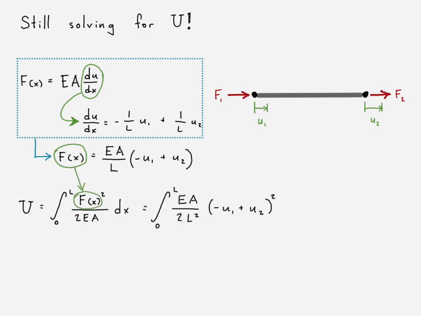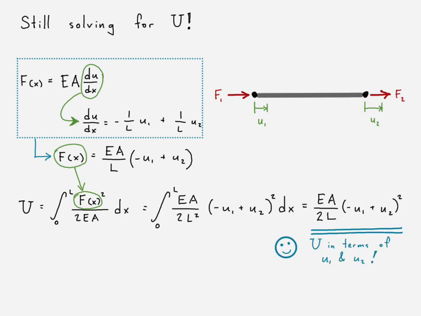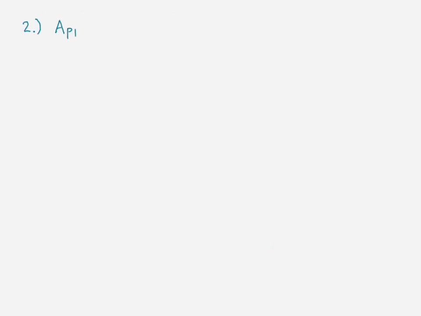And if we do that, we get the following, and hooray, now we have our strain energy in terms of our nodal displacements. And we take out the integral because we're going to assume that everything inside here is a constant. All right. Hooray, we got that part.